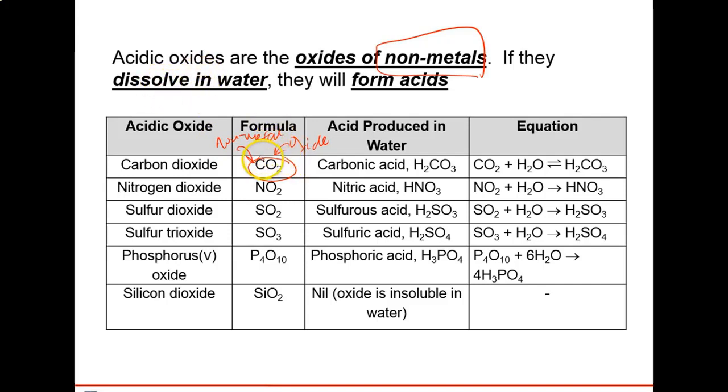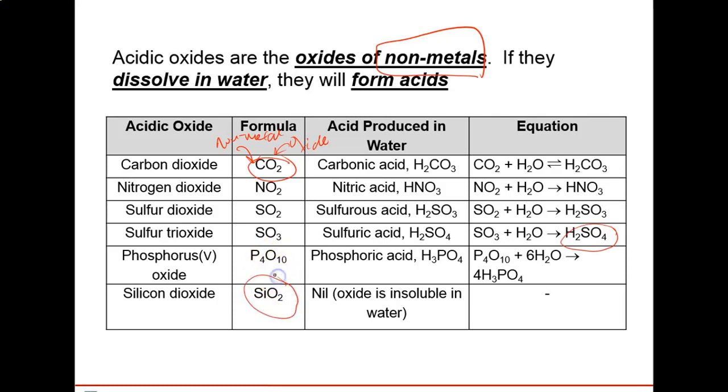So for example, CO2 is a non-metal oxide. So this is an acidic oxide. It can dissolve in water to give us carbonic acid. Sulfur trioxide here dissolves in water to give us sulfuric acid. This is a component of acid rain.